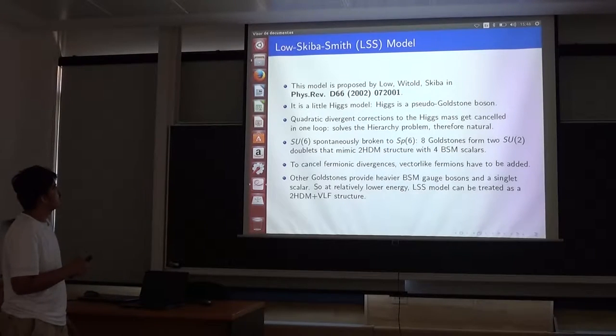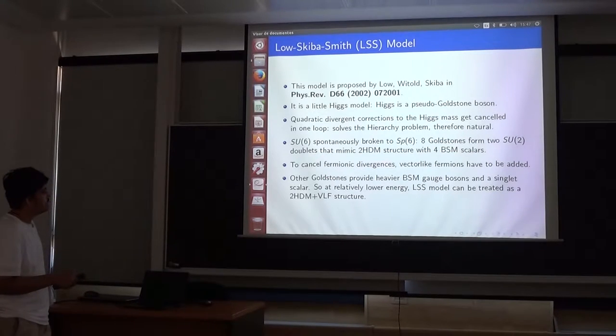Now for the exact model, I am going to say the one where the 2HDM class with vector-like fermions is present. This model is proposed as a little Higgs model. So the Higgs is a pseudo-Goldstone boson, and quadratic divergent corrections to the Higgs mass get cancelled at one loop. This solves the hierarchy problem, therefore a natural theory. It is an SU(6) to Sp(6) model. SU(6) is spontaneously broken to the symplectic group, which gives 14 Goldstone bosons. Eight Goldstones form two SU(2) doublets that mimic the 2HDM structure with 4 BSM scalars.